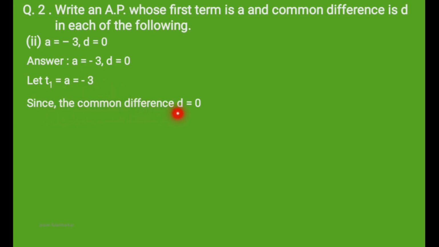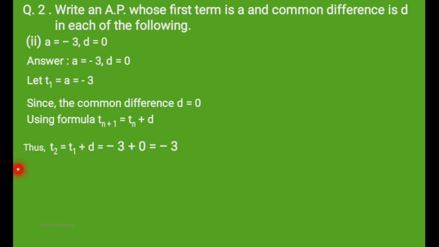Since the common difference D equals to 0 is given, so we again use the formula Tn plus 1 equals to Tn plus D. So first term we calculate as T2 equals to T1 plus D. Now substitute the value of T1 as minus 3, value of D as 0. So minus 3 plus 0 which is minus 3. Similarly we find T3 by using the formula T3 equals to T2 plus D. Now substitute T2 as minus 3 and D as 0. So we get here minus 3 plus 0 minus 3.